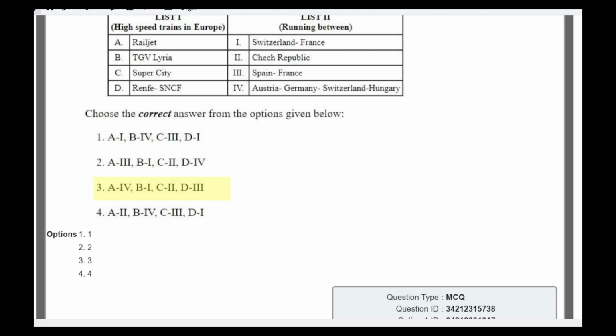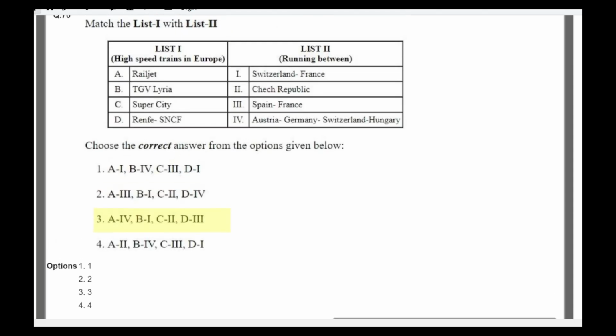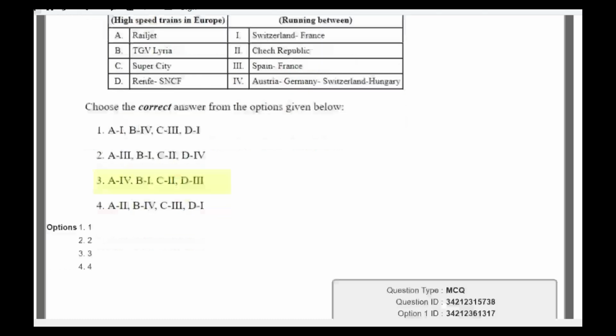And your Super City runs between the Czech Republic, and Railjet between Austria, Germany, Switzerland, and Hungary. So option number three is the right answer for this. And please take a screenshot or whatever you want.